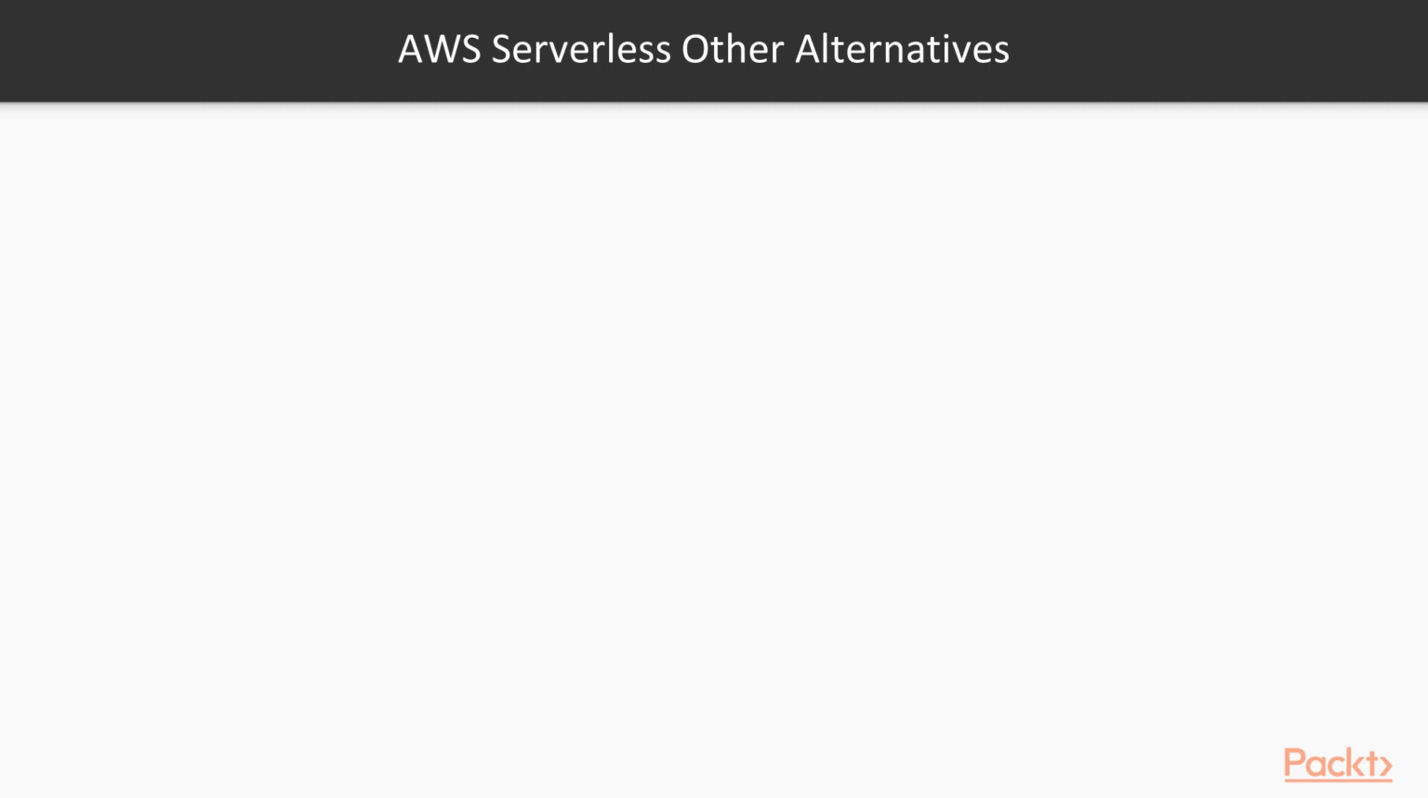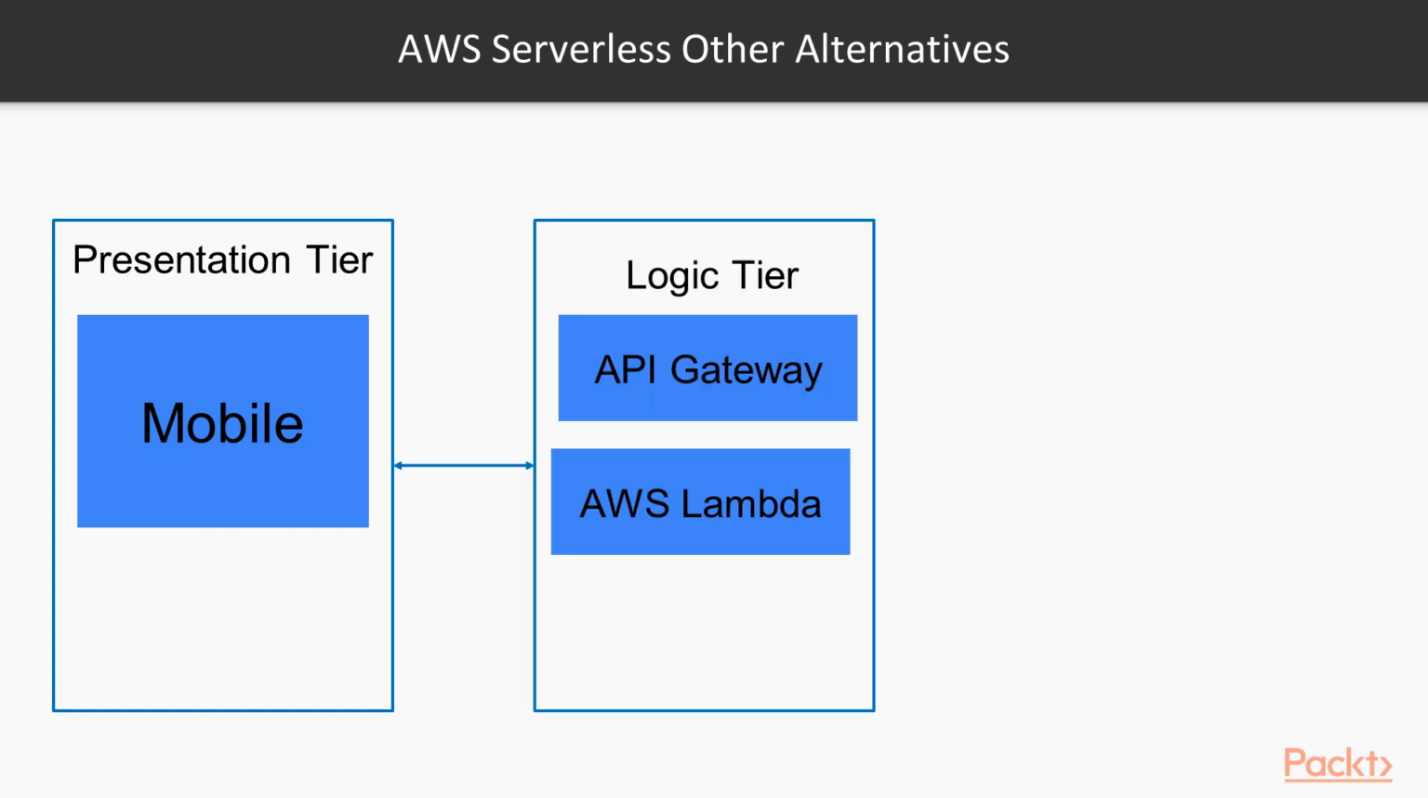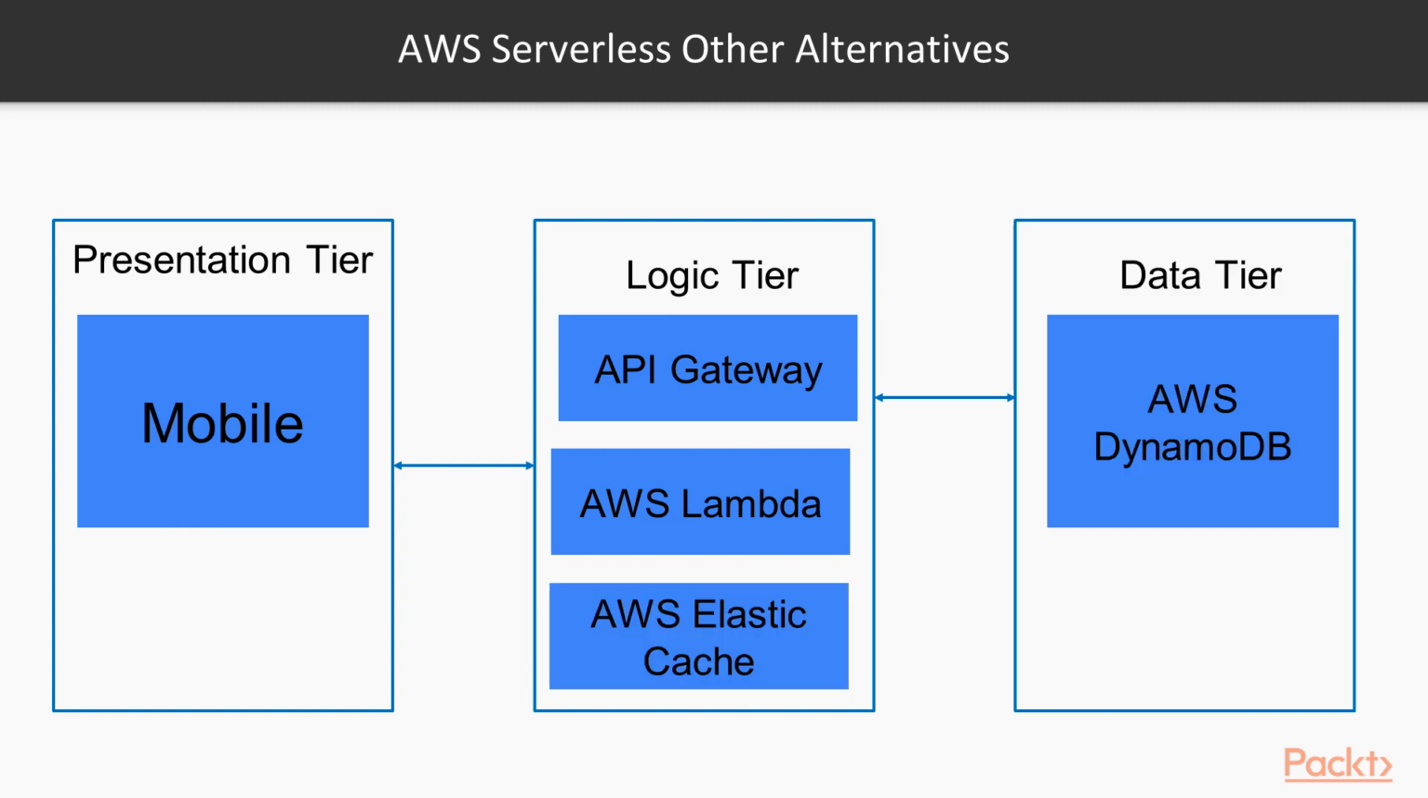If you look back at our tiers again, just an addition. In the logic tier, in addition to having the API Gateway and the AWS Lambda service, you can also have the AWS ElastiCache service to cache those common queries.